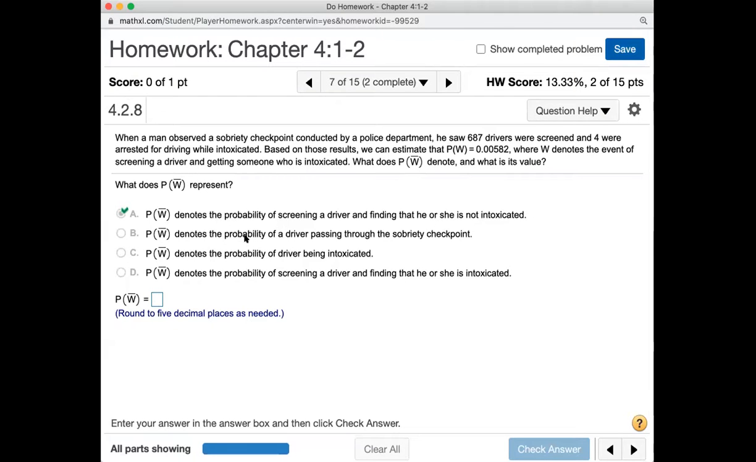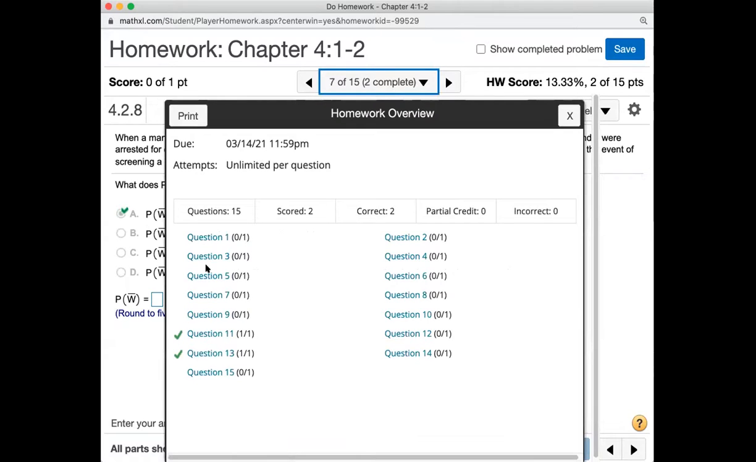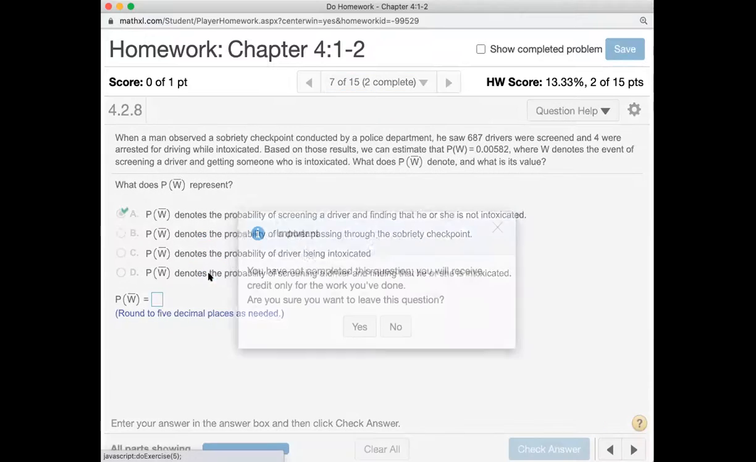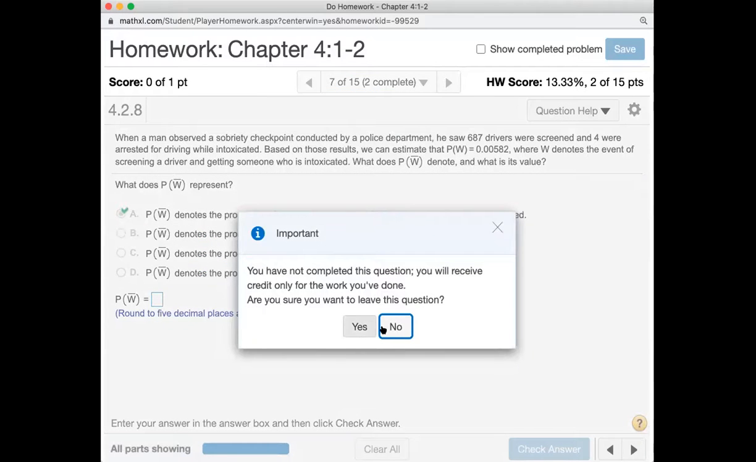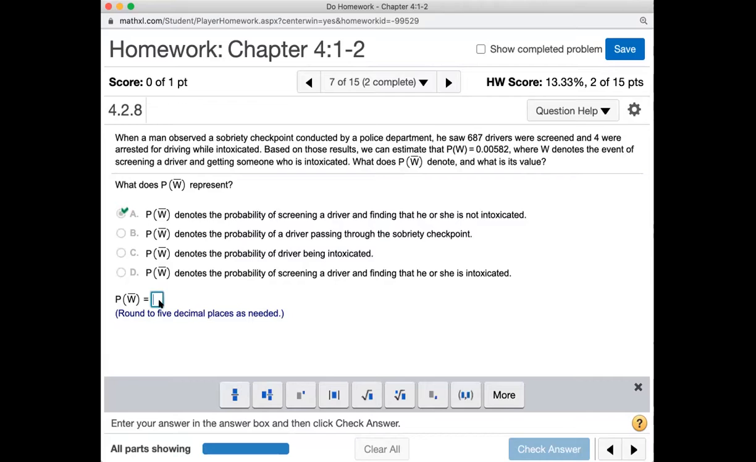So P of W bar denotes the probability of screening a driver and finding that he or she is not intoxicated. Okay, we have one more question. P of W bar is going to be 1 minus 4 over 687. You can figure out the answer, I'm sure of that.